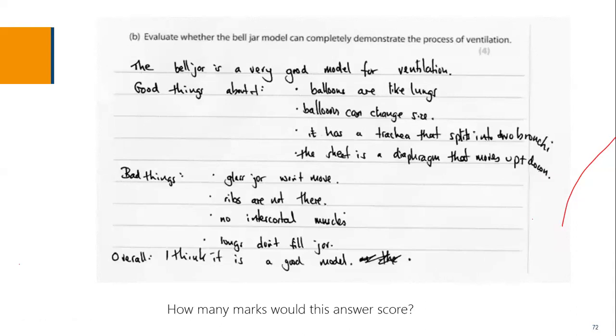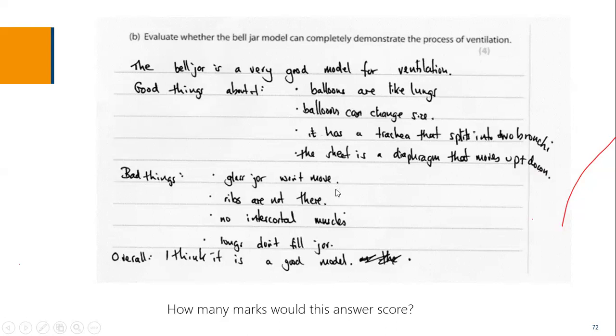This answer is a much better answer. It's evaluated, it's given both sides, it gets four marks. Bullet points are quite acceptable. So it's got the balloons are like lungs because they can change size. It has a trachea that splits into bronchi. It's got the diaphragm.